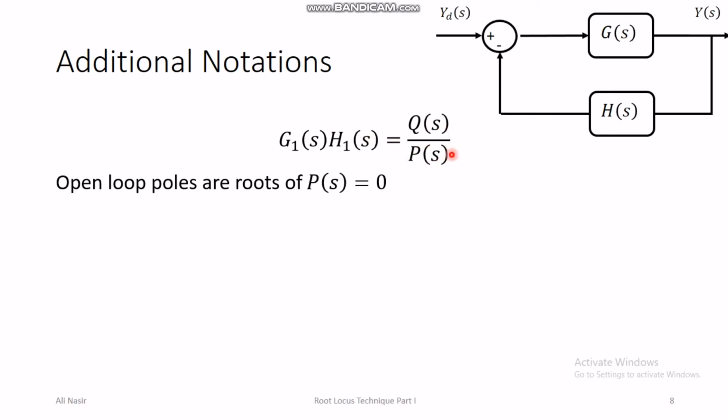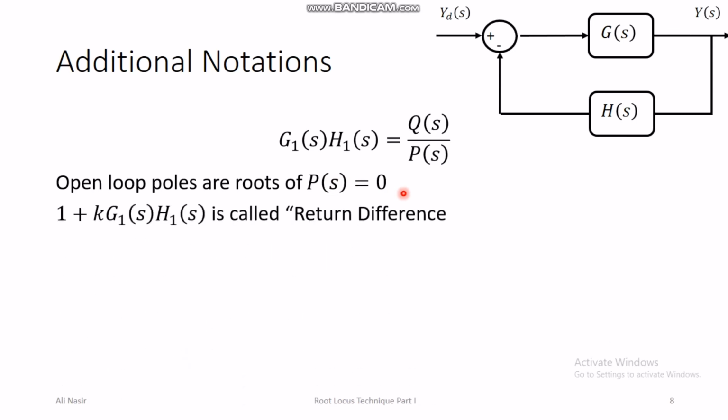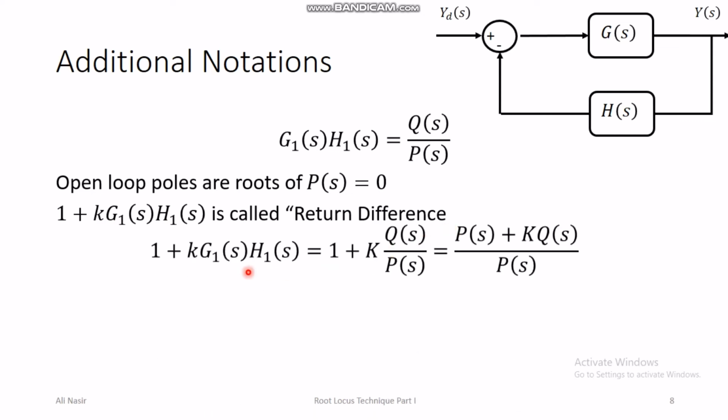So open loop poles will be the roots of this polynomial equal to 0, and then 1 plus K times G1(s)H1(s) is called the return difference. This is a capital K, as we have used before. Sorry about this typo here. This should have been the capital K that I've been using so far in this presentation. So again, this is a capital K as I have written here. This is the right way to write it.